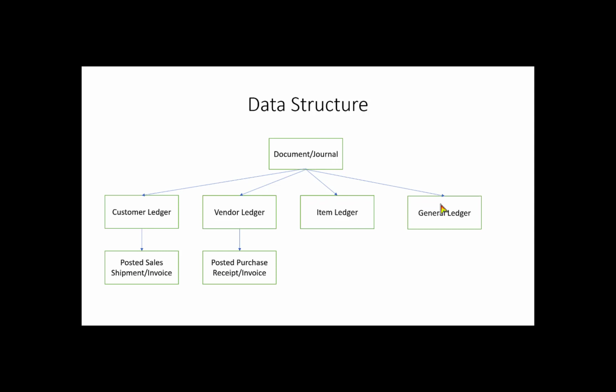For example, our general journals have a little bit more power, a little bit more flexibility, so you do have the capability for a general journal to hit more than one ledger. It could hit, for example, the customer ledger and the general ledger at the same time.